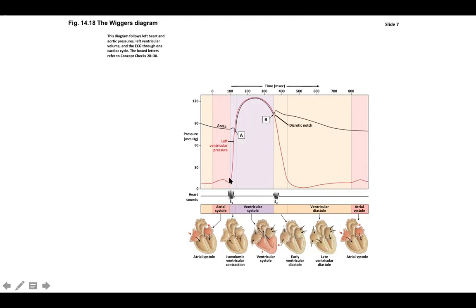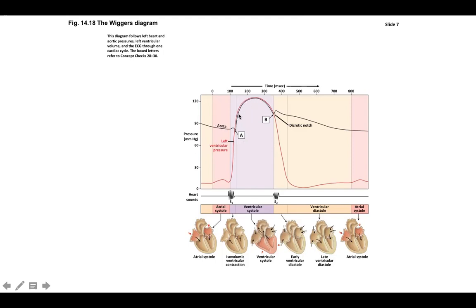And then during that isovolumic ventricular contraction, there comes a time where the pressure in the ventricle exceeds the pressure in the aorta. And this is where the aortic valve opens. So it's at this point A that the aortic valve is open, and blood can now leave the left ventricle and enter the aorta. And so you'll see that the curves now follow the same path.